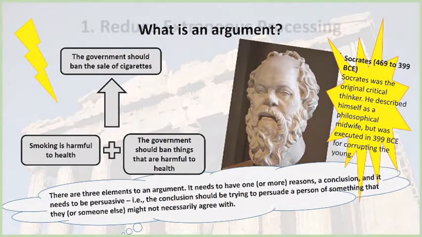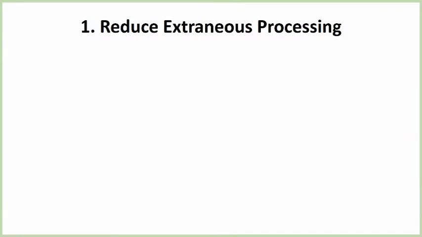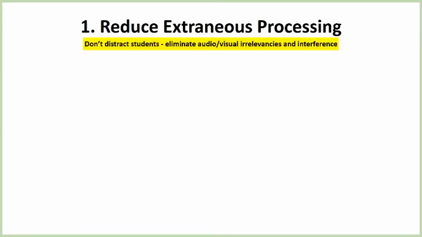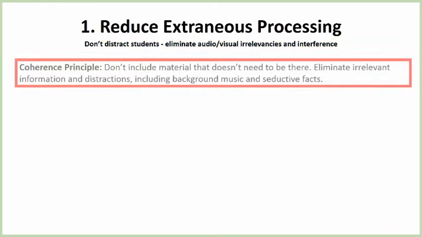So Mayer groups them into 3 broad categories, and this first category is around reducing extraneous processing, by which Mayer means that we must try to avoid distracting the students. We must eliminate all that is irrelevant on both the audio and the visual channel. We need to get rid of unnecessary fripperies. The first principle under this subheading is the coherence principle, and he tells us if the material doesn't need to be there, well, what's it doing there? Get rid of it. It's just a distraction.